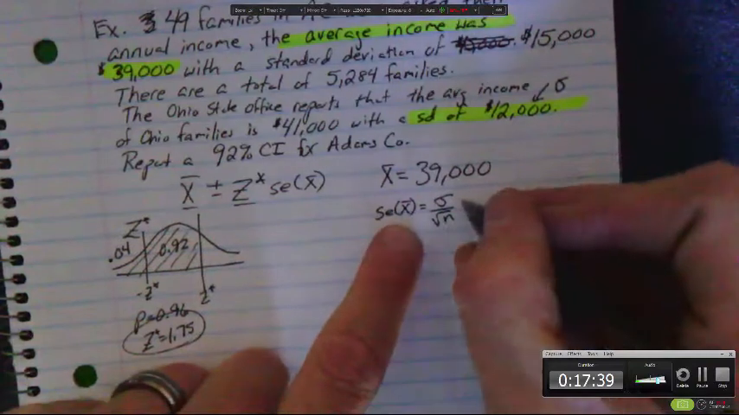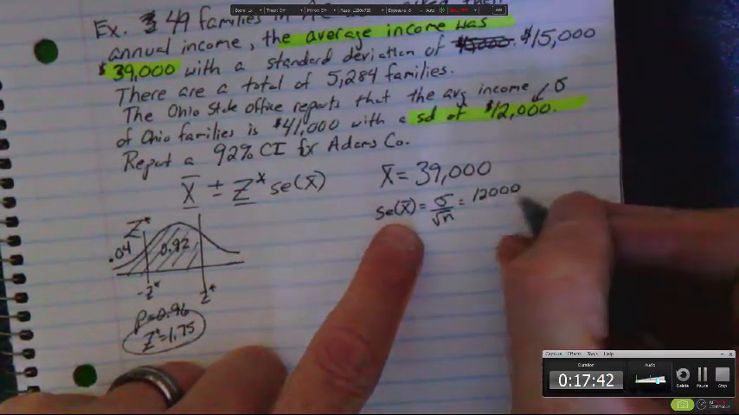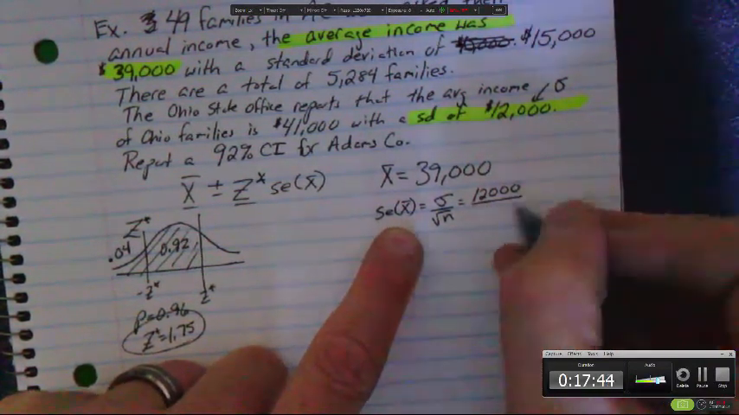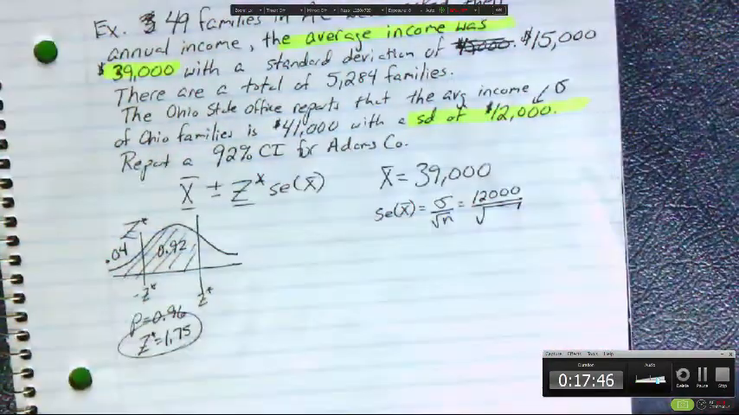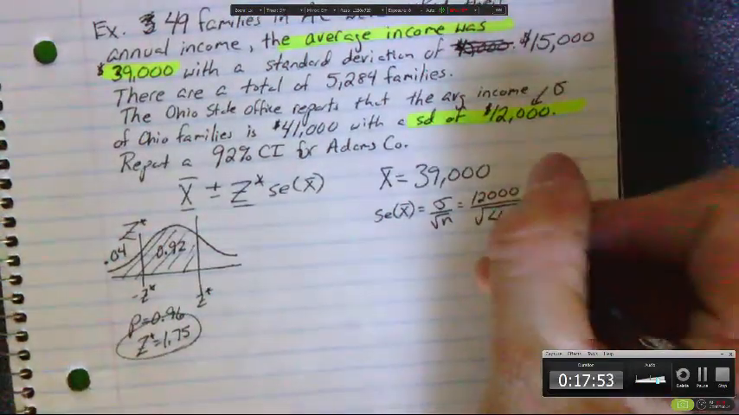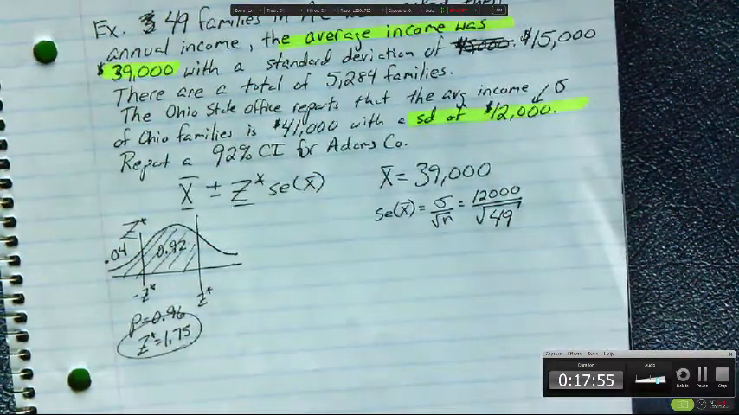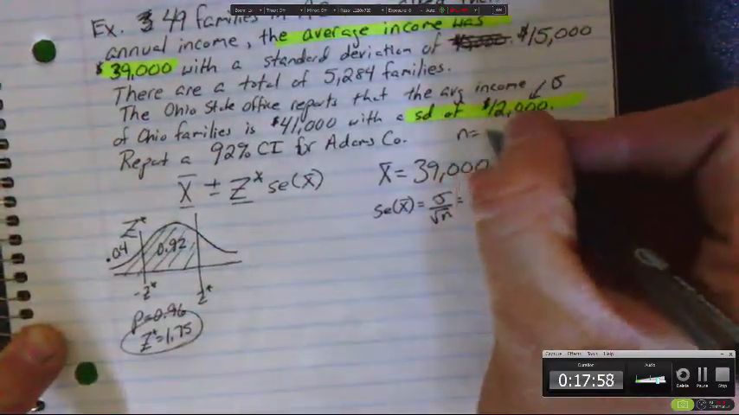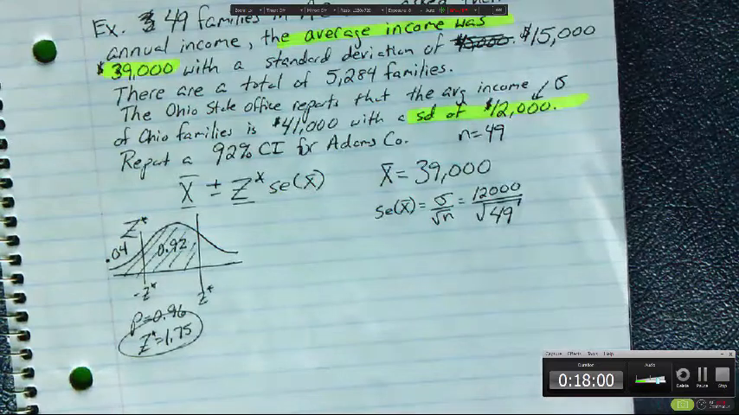Okay? So this is going to be 12,000 over the square root of 49. Is it 49 or is it 5,284? It is 49. Because n is sample size. How many people are in our sample? 49. We're interested in making a prediction about all of the families, but we're not looking at all the families. We're only looking at 49 of them.